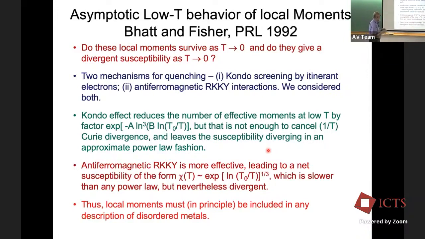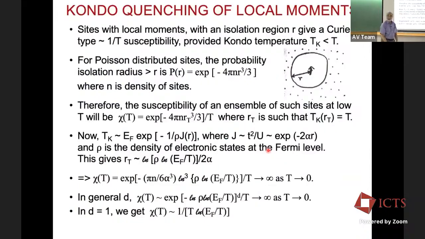So what this says is the local moments must in principle be included in any description of disordered metals. Now, of course, how much of an effect they have varies a lot, and the last slide I will have in today's talk will show you how different, say, phosphorus-doped silicon is compared to an amorphous metal like niobium-silicon alloys. But even they have local moments. We have experimental evidence for that.